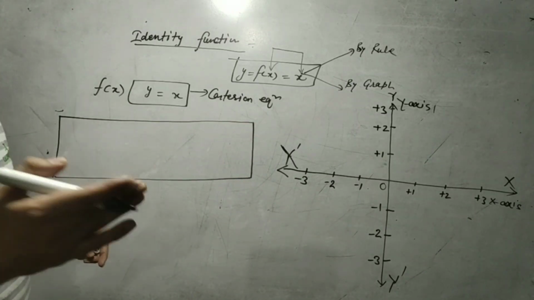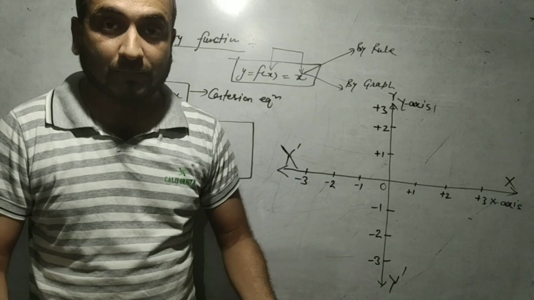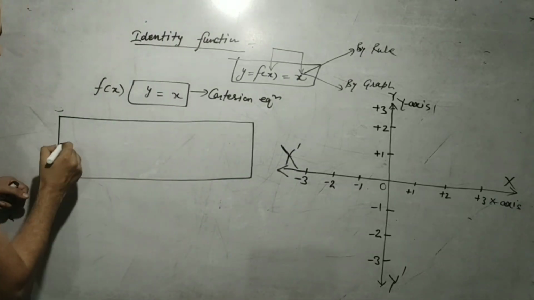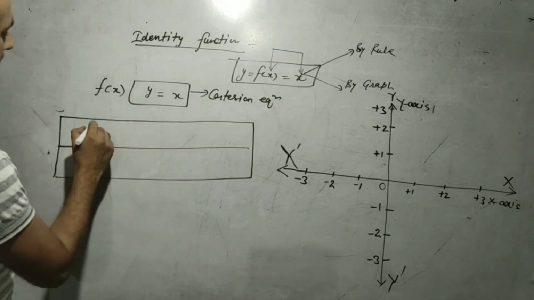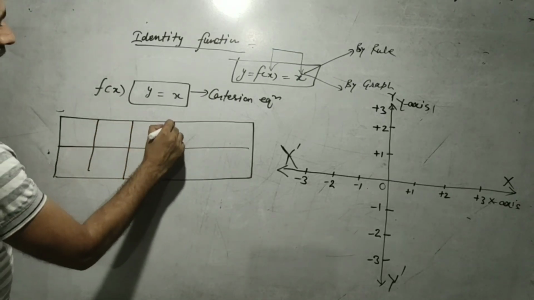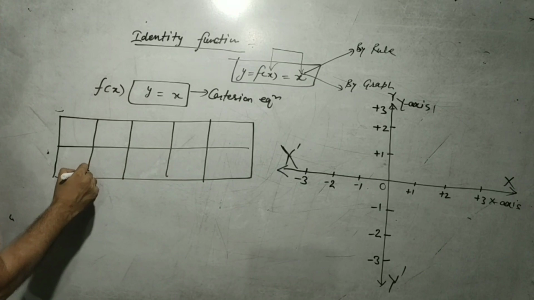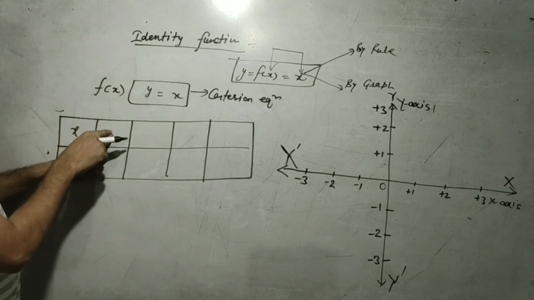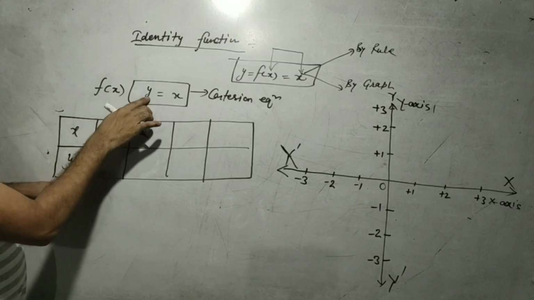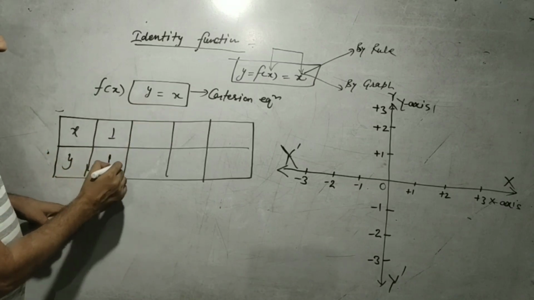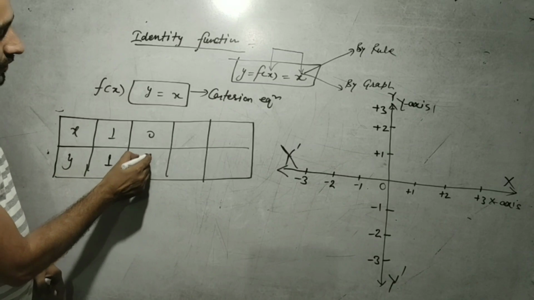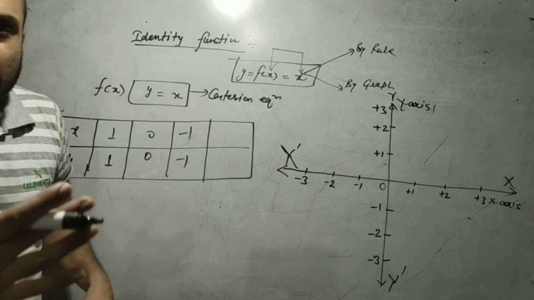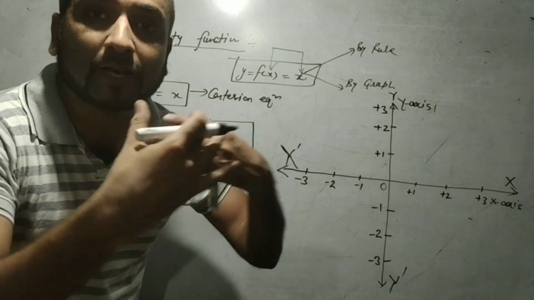In class 10, you have already learned how to find the value of y after putting in the value of x. So here, see it. If x is 1, then what is the value of y? It is 1. If x is 0, y is also 0. If x is minus 1, y is also minus 1. And whatever real number you take here, you will get the same value of y.